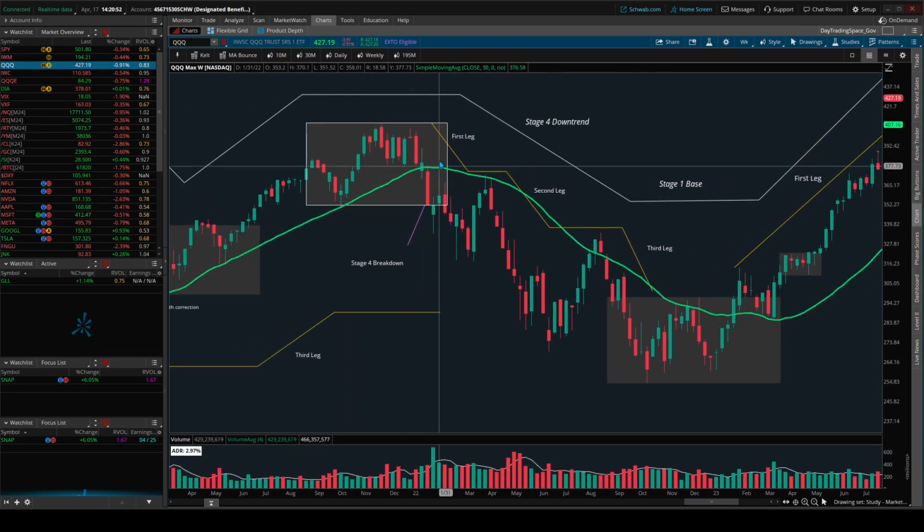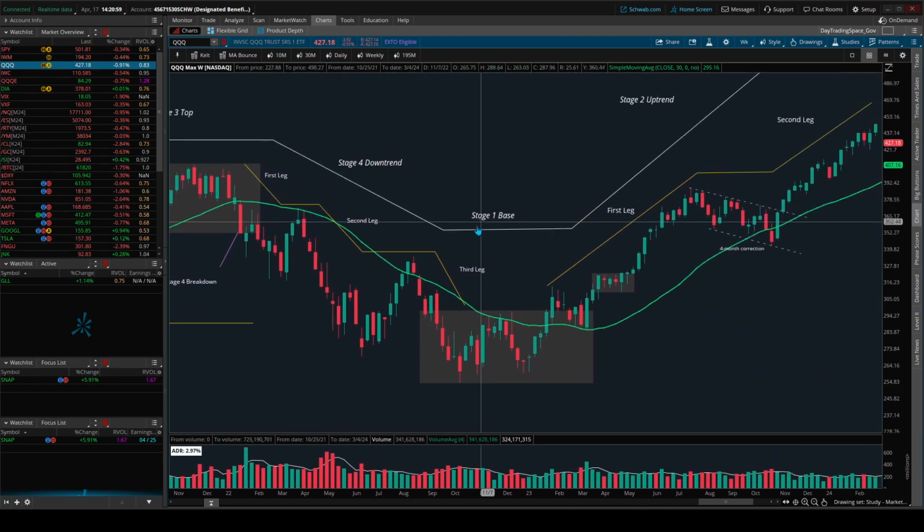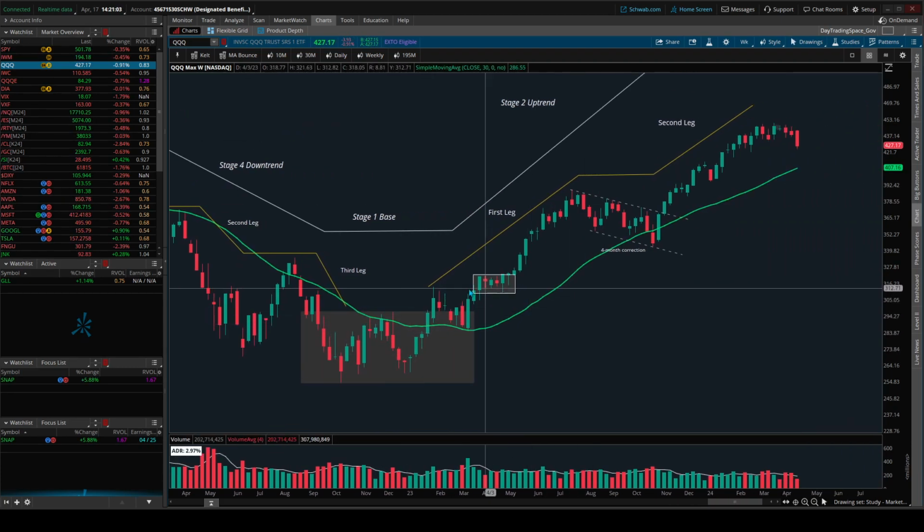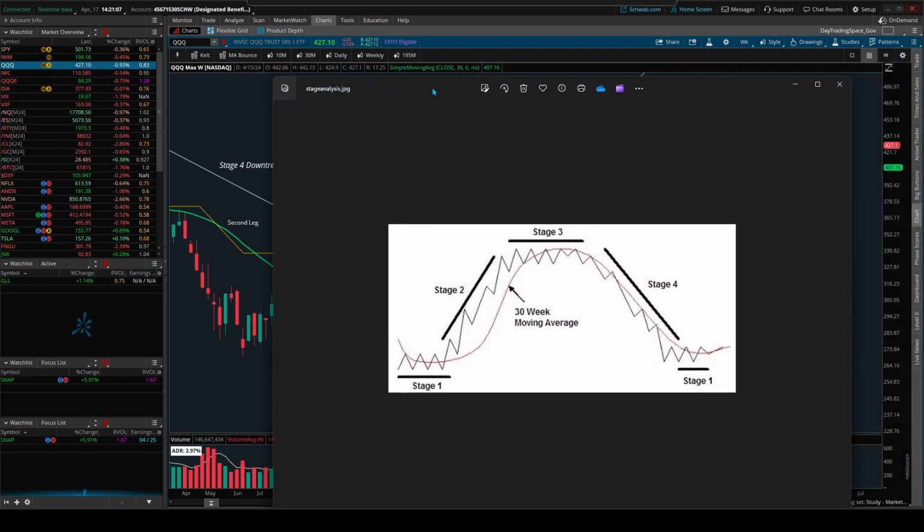So this is back in 2021. We had that stage 3 top. We then went into stage 4, and then we had our stage 1 bottom down in early 2023, and have since moved into stage 2, a stage 2 uptrend. So we went through the motions, right? And now we're currently right here.